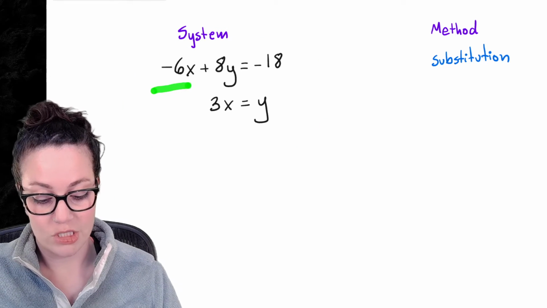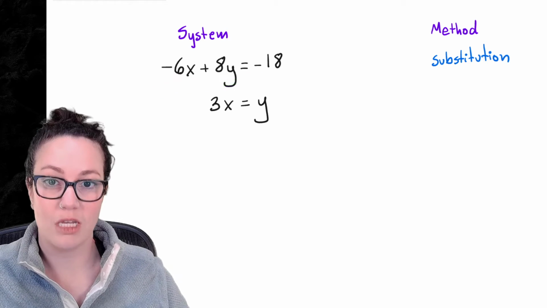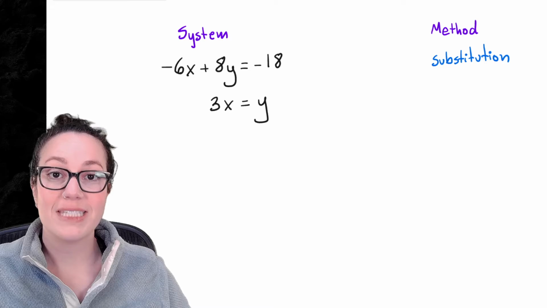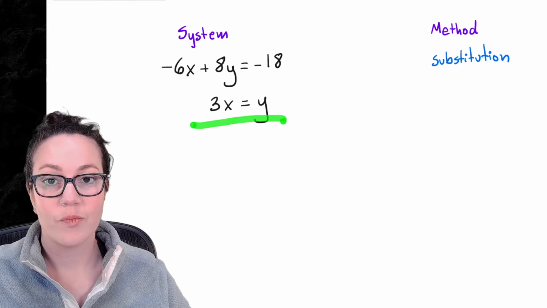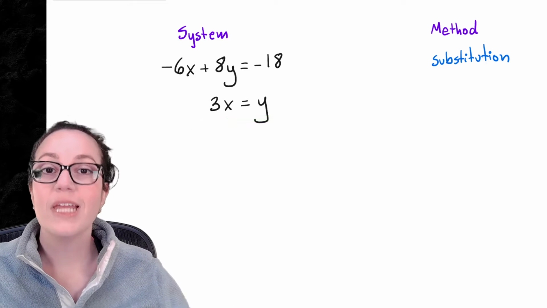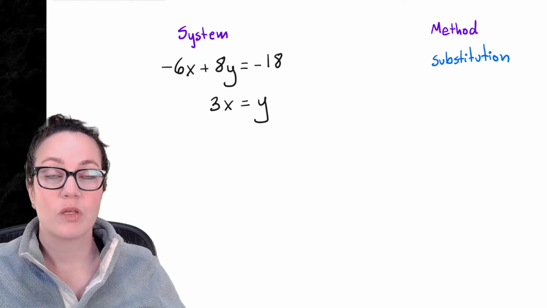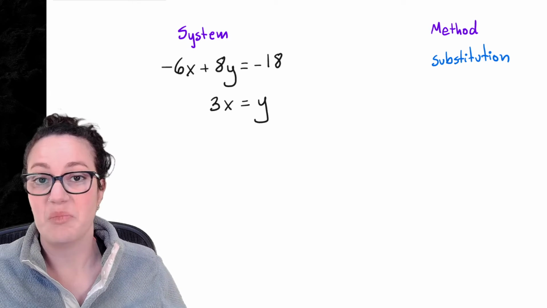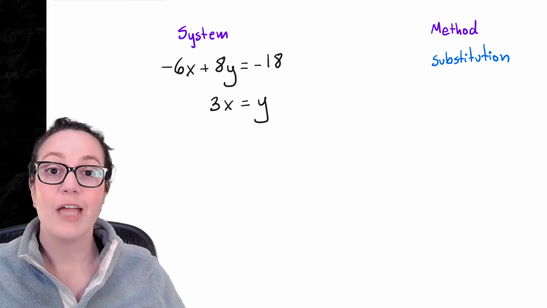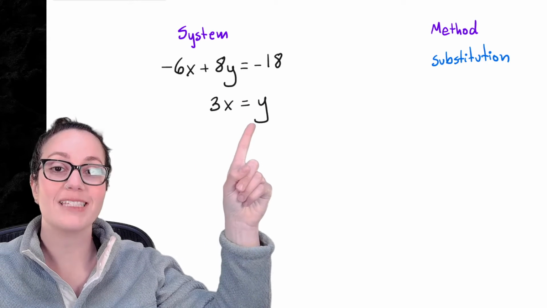My first equation says negative 6x plus 8y equals negative 18. And then my second equation says 3x equals y. So when I'm going to substitute, I want to look for variables that are already isolated. That's going to help because it makes a little bit less work. And sure enough, this y right here, that's already by itself.